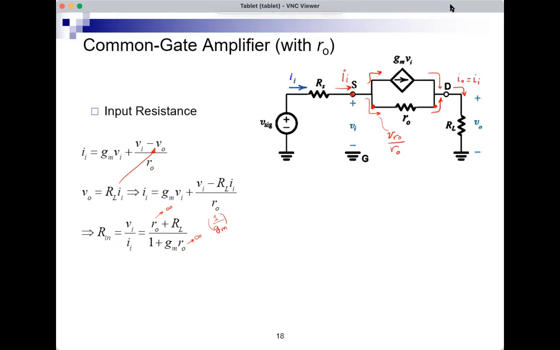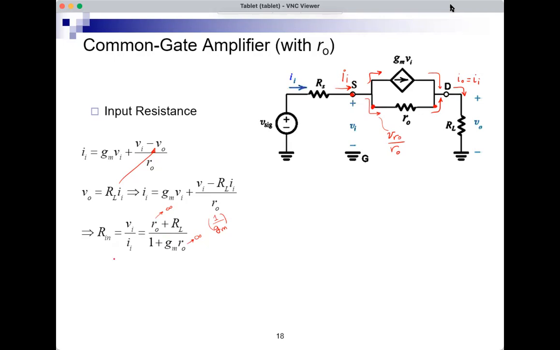All right. The second thing is, even though we said on the previous slides that this is kind of a small resistance when it's 1 over GM, in fact, it can be large. Because if RL is very, very large and RO is large, even though GMRO is also a large number, if RL is very large, that can be large. So when we say that the input resistance is small, this is true if RO is very, very large. That's a bit confusing here.